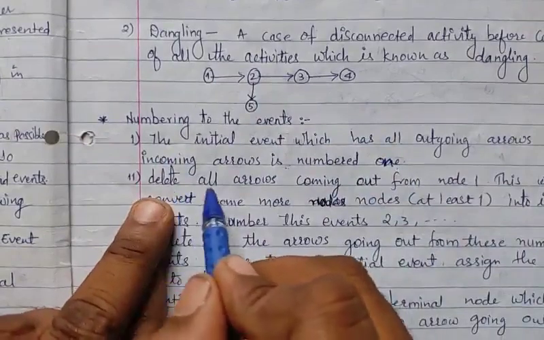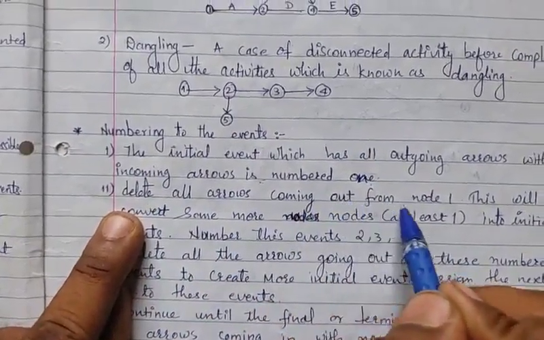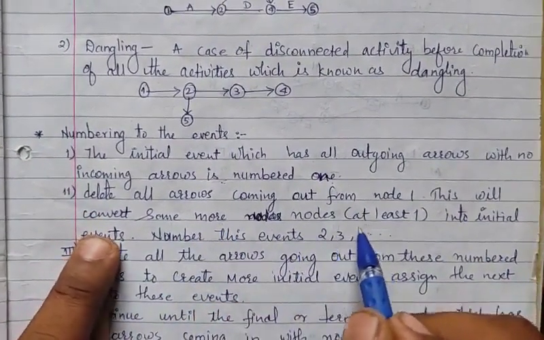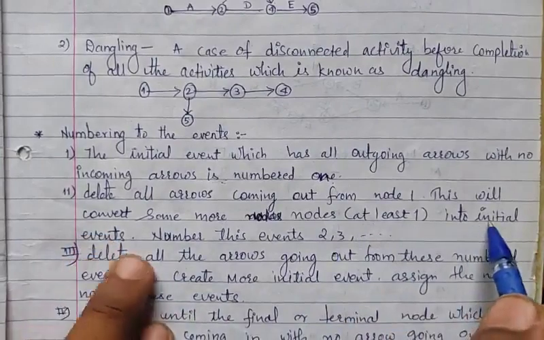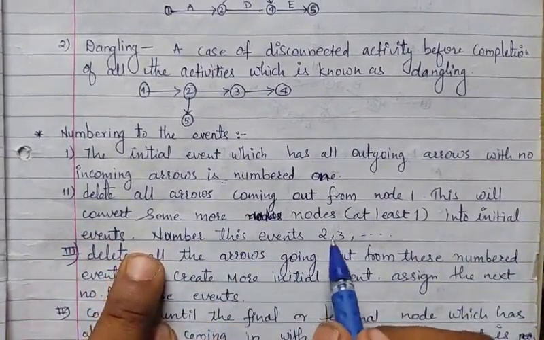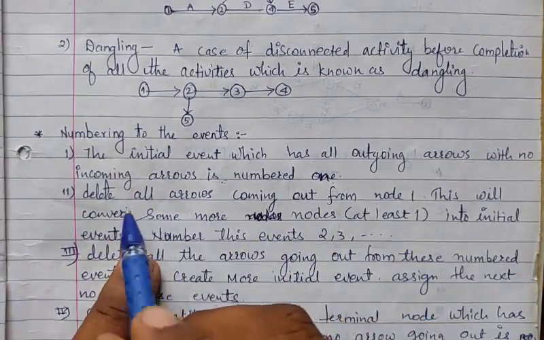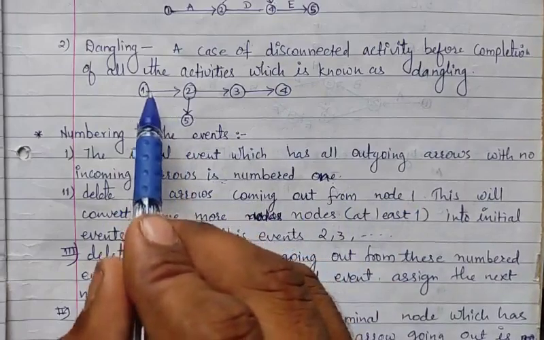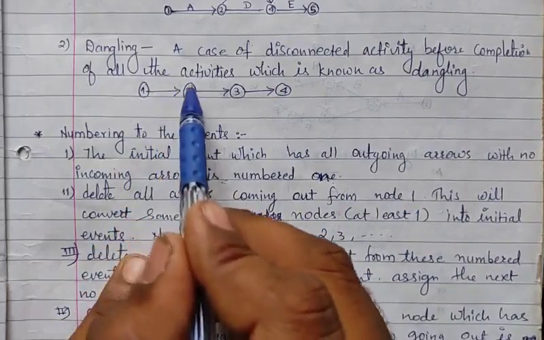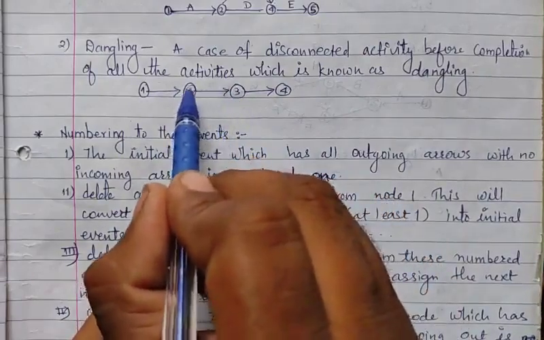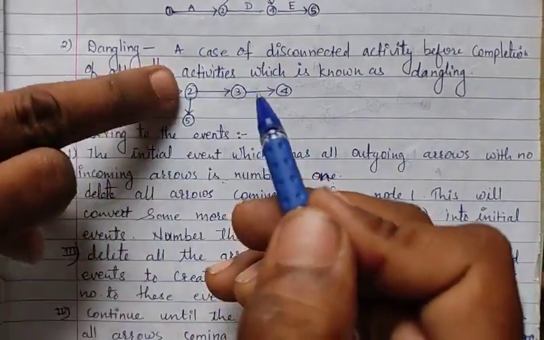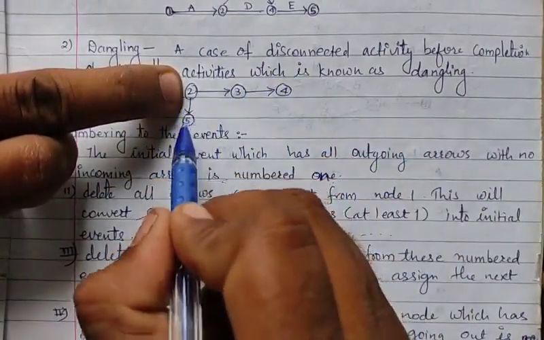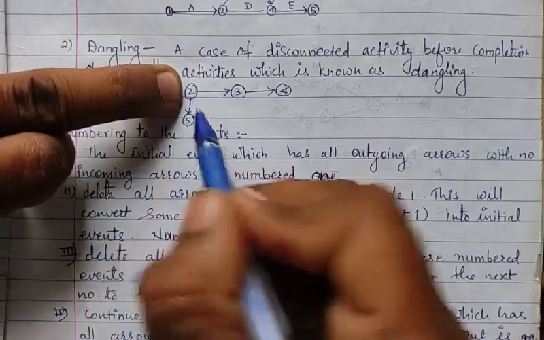Second, delete all arrows coming out from node 1. This will convert some more nodes, at least one, into initial events. Number these events 2, 3 and so on. What we have given: delete all arrows coming out from node 1. So here, delete this arrow and again check for the second one. Deleting this arrow, next check which one has no incoming arrow. So call this the second event.